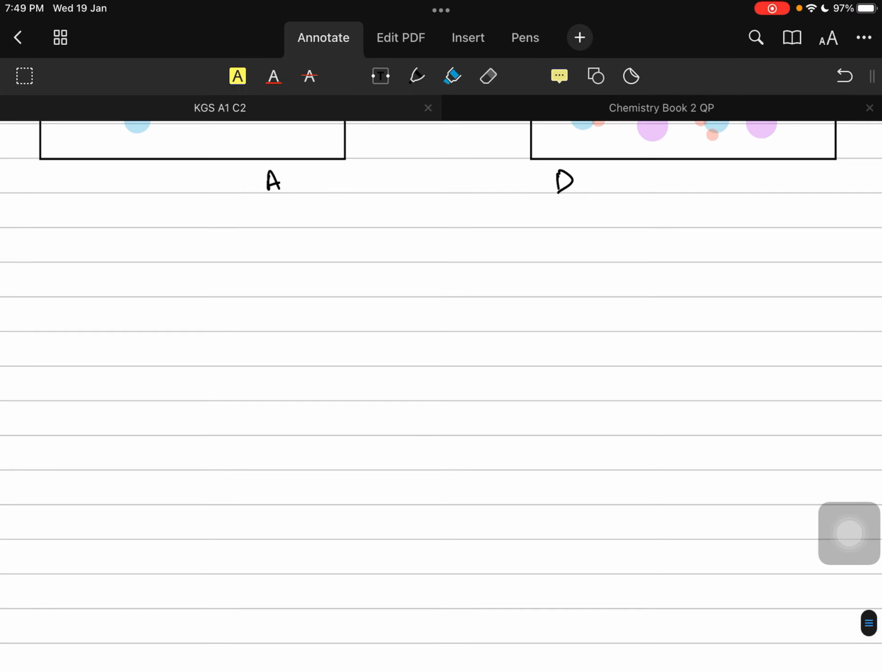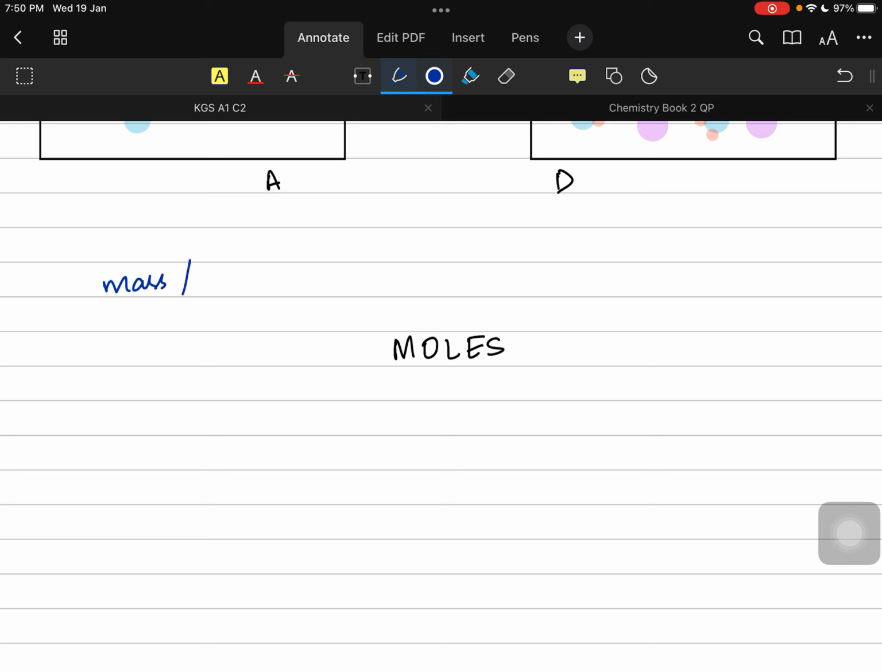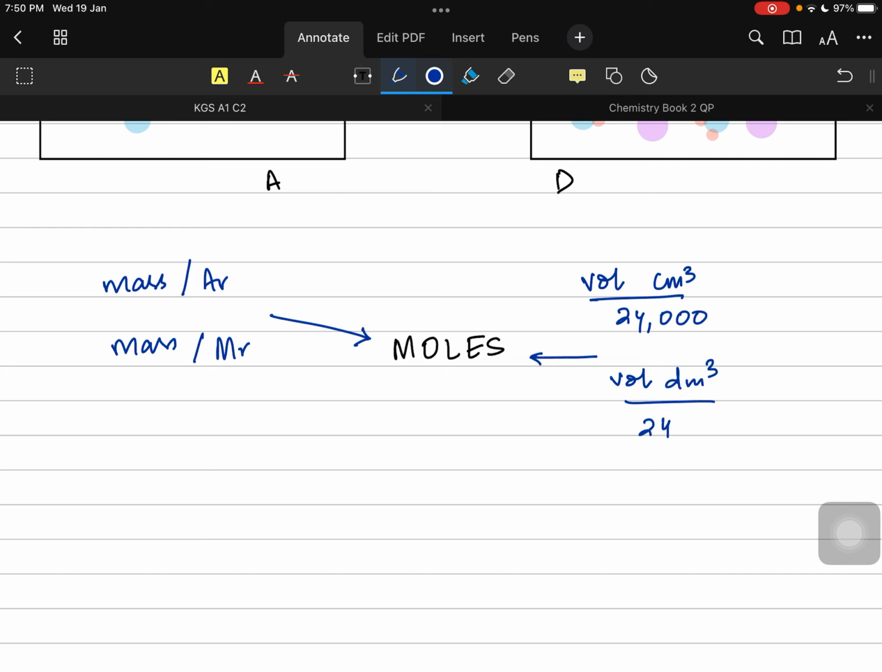So far we have three completely distinct formulas to find the number of moles. They include mass of the substance divided by the atomic mass, or you can say divided by the molecular mass. The other formula is volume of a gas in centimeter cube divided by 24,000, or perhaps volume of the gas in decimeter cube divided by 24. And the third formula was concentration of a solution times volume of that solution divided by 1000.